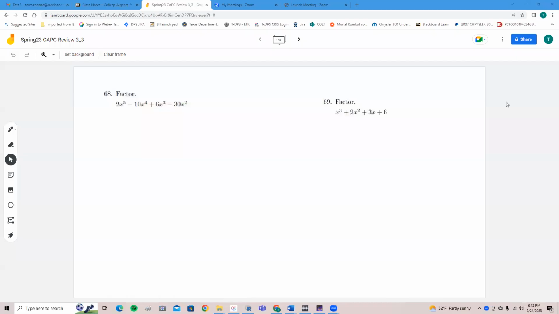All right, this is it. The last set of problems, 68 through 82. And away we go. So we're just told to factor. We're not given any specific directions, so we can kind of use whatever method we want.